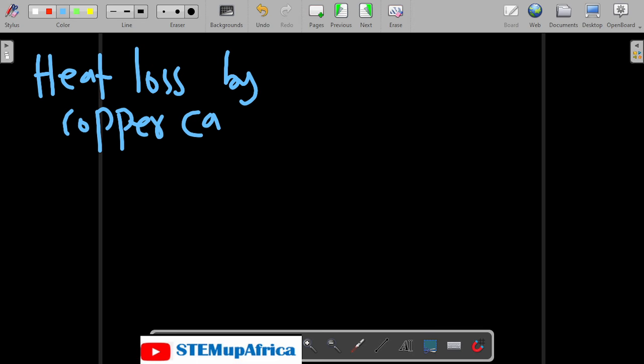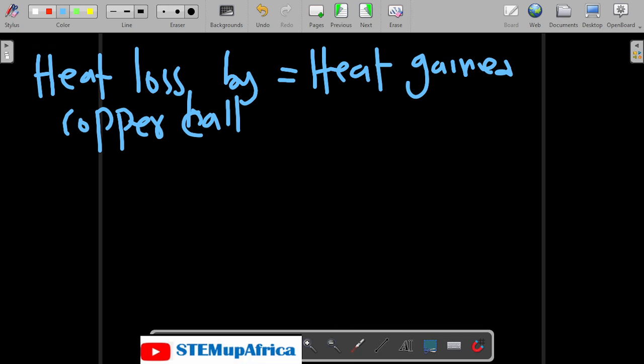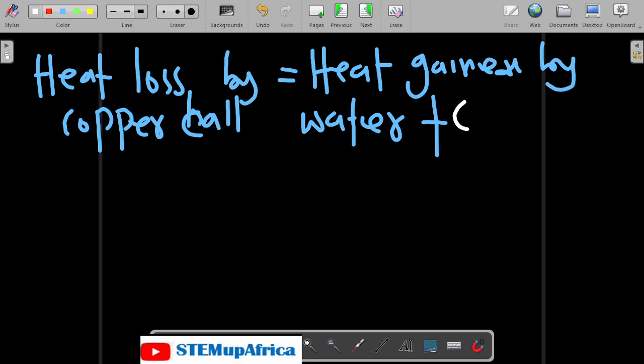Heat loss by the copper ball is equal to heat gain by water. Not only does the water gain that heat, but the body of the calorimeter will also become hot, so we add the calorimeter. It's like when you put a hot object in a cup: the water becomes hot, and the body of the container will also become hot.